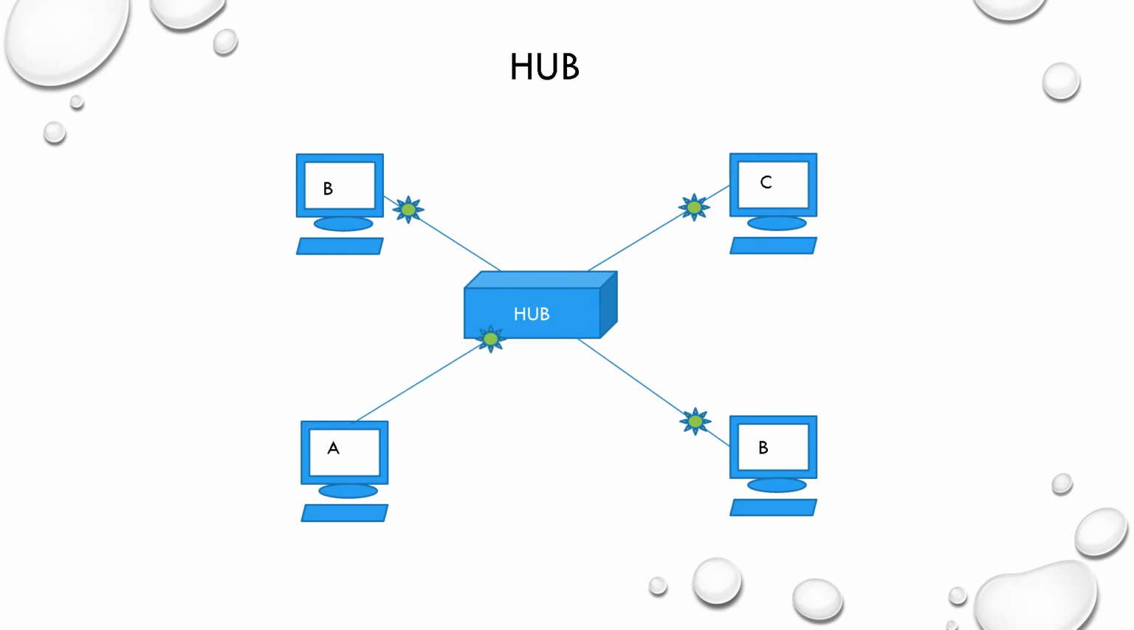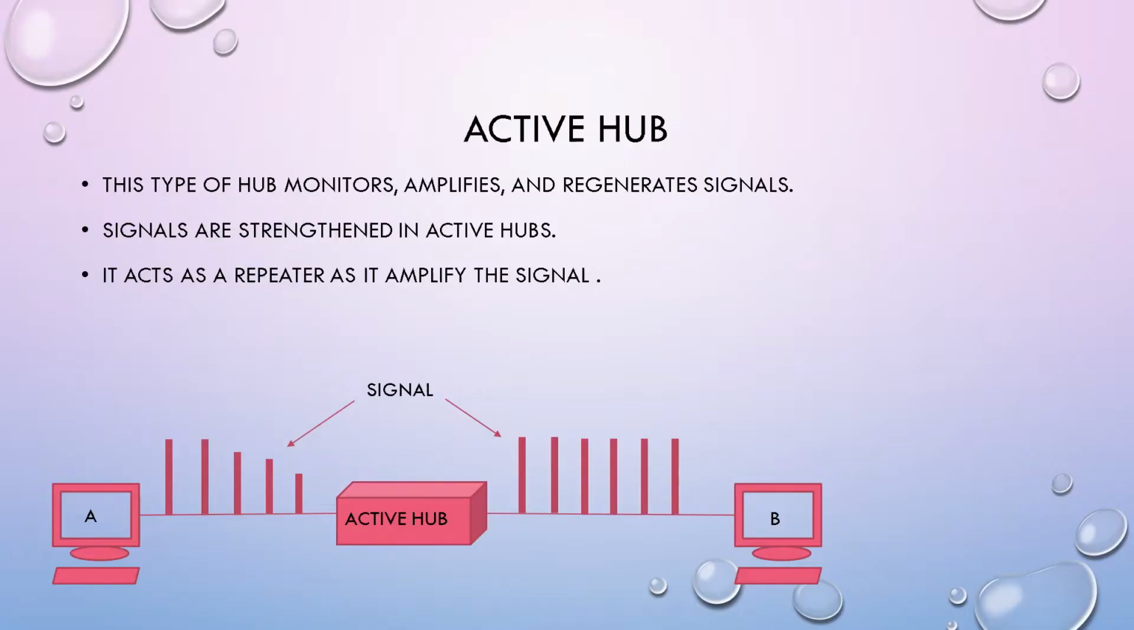Those messages are being sent to all the PCs, all the computers. So it is being broadcasted. The message that you're sending is being delivered to all the computers and not to the intended computer. So this is the example of a hub. Now hubs are of three types, but here I'm going to discuss two types of hub. One is active hub and one is passive hub.